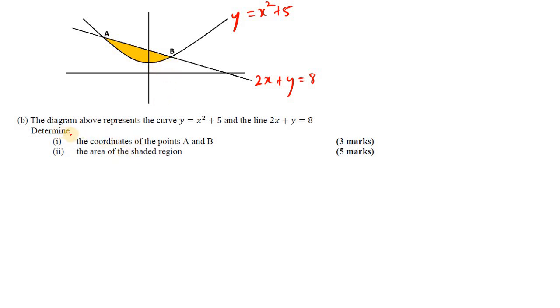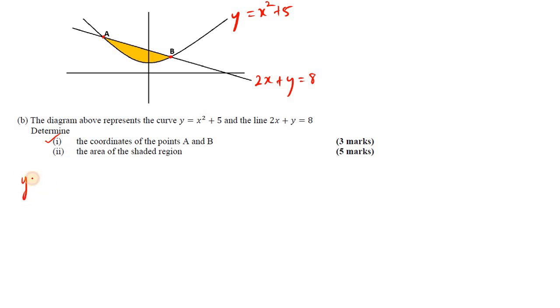Now let's approach the question. It says to determine the coordinates of point A and B. So point A and B will be the point of intersection of both equations, right? So what we want to do is to solve them simultaneously and to find the coordinates of A and B. So let's start with part A, to find the coordinates of A and B.